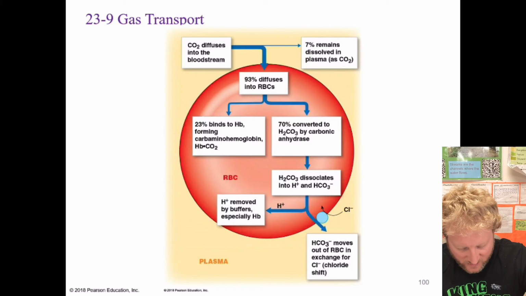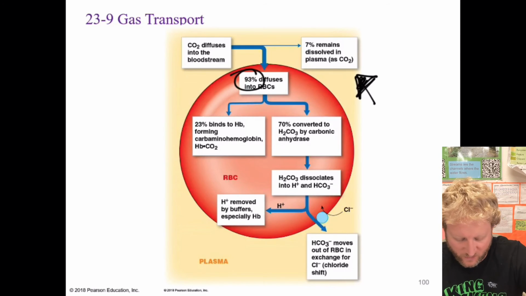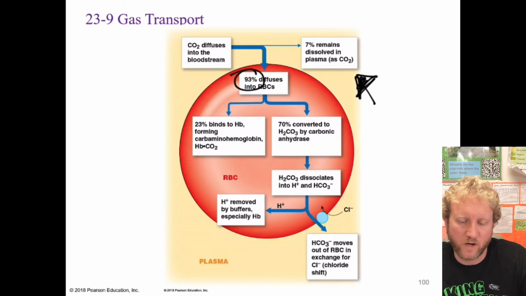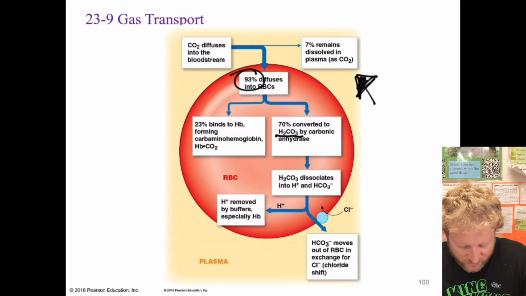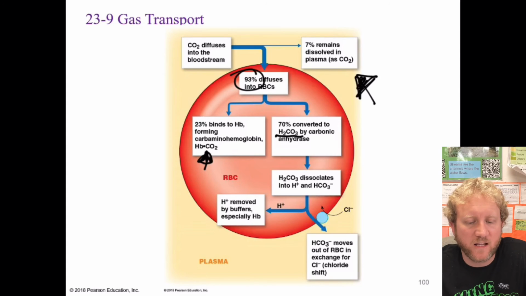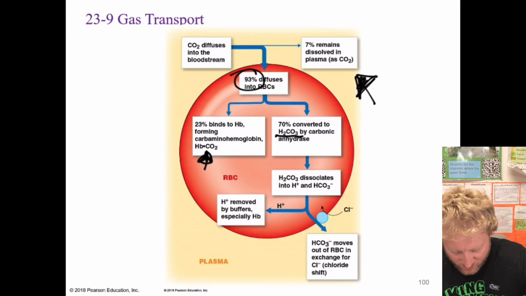Most of the carbon dioxide makes it into the red blood cells, 93%. Some of it dissolves directly into the plasma as CO2. Most of the CO2 that makes it into the red blood cell is converted into carbonic acid, that's H2CO3. The other remaining 23% or so binds to the hemoglobin, creating the carbaminohemoglobin complex, basically. From there, the carbonic acid dissociates into hydrogen ions and bicarbonate.